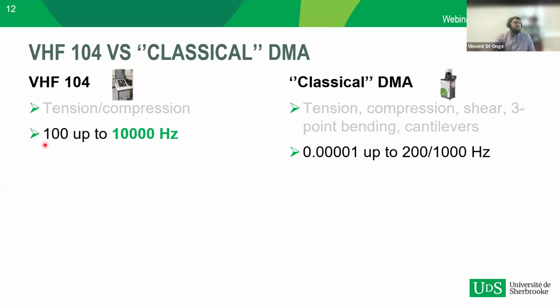In terms of frequencies, it can reach up to 10,000 hertz. Maybe I haven't explained it earlier, but VHF stands for very high frequency. The reason I keep saying 10-4 is because it's 10 to the power 4, which is 10,000 hertz, the limit of what the instrument can give you. Because it can reach up to 10,000 hertz in a single, direct measurement, it can reach much higher frequencies than classical DMAs can.